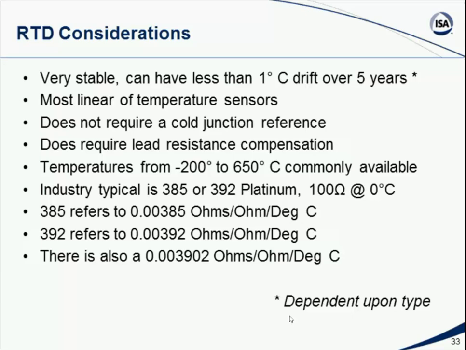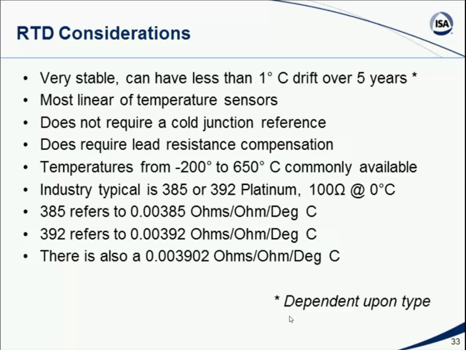They strictly are a device whose resistance is going to change based on temperature. They do have this issue for lead resistance compensation, but you can do that if you have a three-wire or four-wire RTD, or if you keep the leads extremely short by having a smart-type RTD device. They can support a wide range of temperatures. You can go minus a couple of hundred up to several hundred, 650 degrees C.